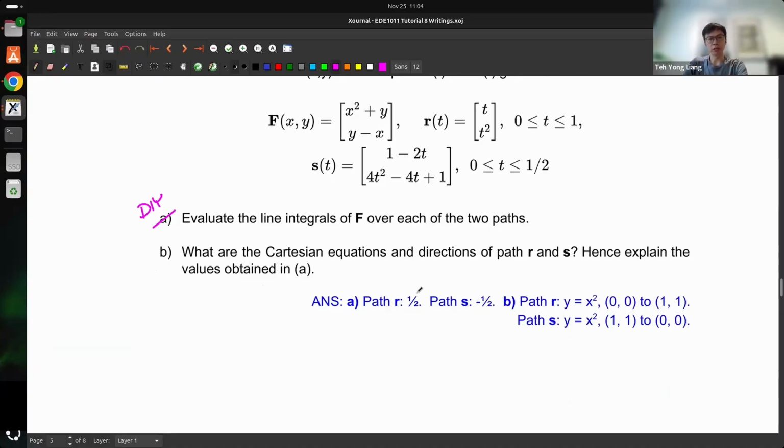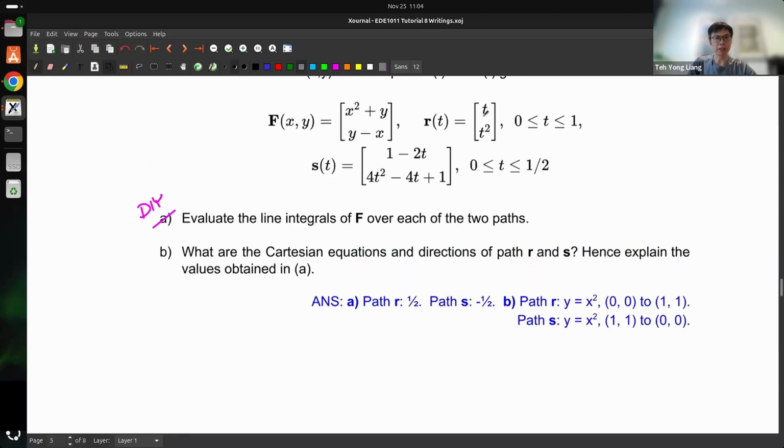Now, the values obtained in A, interestingly, are negative of each other. Path R, you get half. Path S, you get minus half. So what's the deal here? Is there a relationship between path R and path S, or is it purely coincidence? It could be coincidence, but let's try to analyze this.